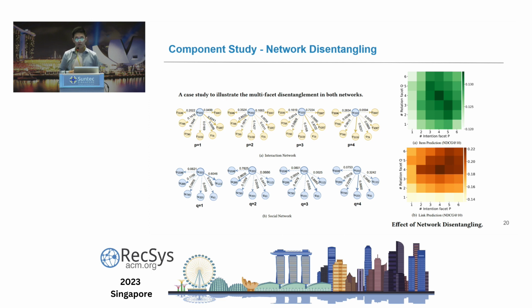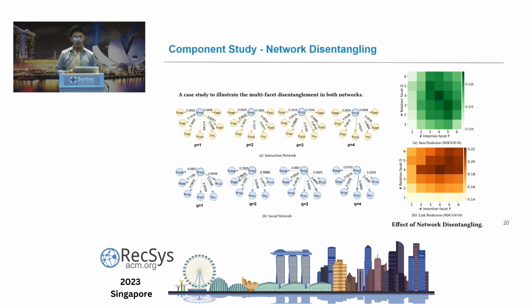And then here I show some of the component study of our framework. On the left is a visualization of the attention score of this user with its social neighborhood as well as its item neighborhood. This score just means how likely they are connected, or how likely the item consumption is attributed to this facet. As you can see, the probability distribution is different across different facets.